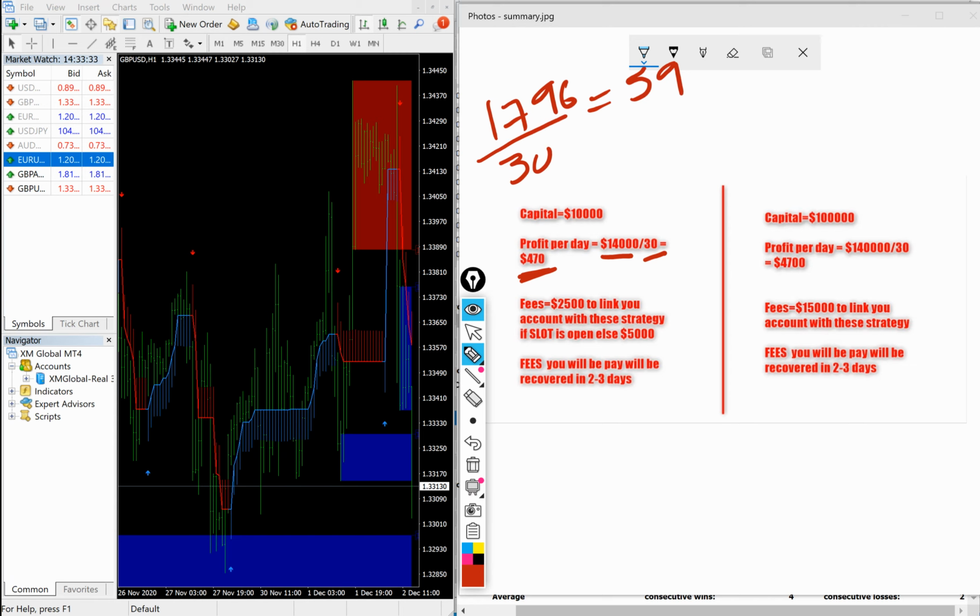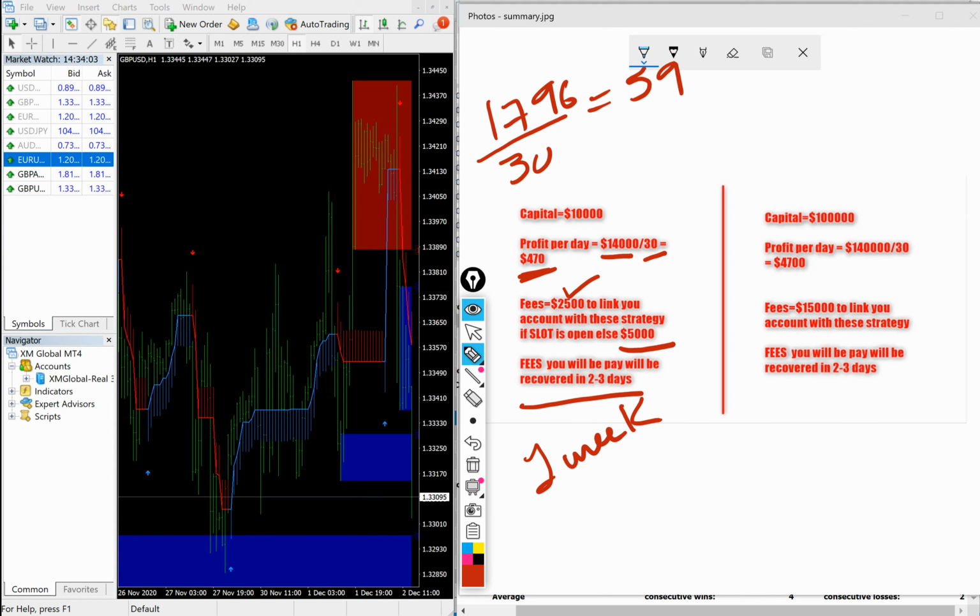To connect the same strategy in your MT4, you need to pay the 2,500 fees, and this fee applies only if the slot is available. If the slot is not available, then the fees will increase directly to 5,000. And if you see, this fee will be recovered in less than 1 week.